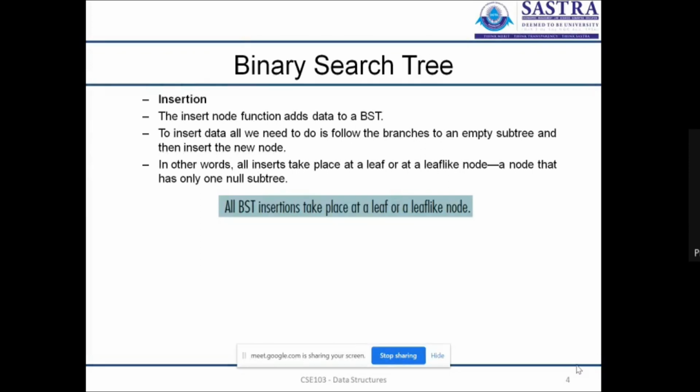In a binary search tree we can perform the insert operation only at a leaf node. It is not possible to insert in between. Always we can perform the insert operation only at the leaf level. The insert takes place at a leaf or leaf-like node. A leaf-like node means a node that has only one null subtree. If a node has a left subtree, then in the right subtree you can insert. So this is the binary search tree insert operation.